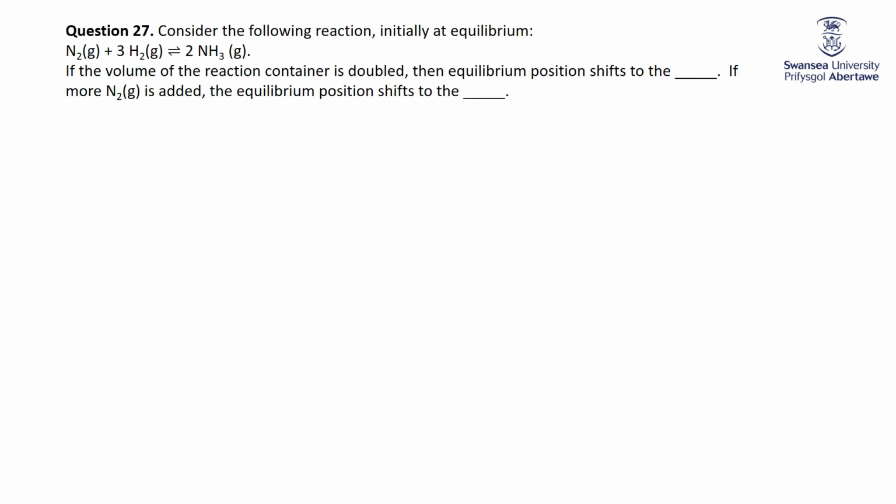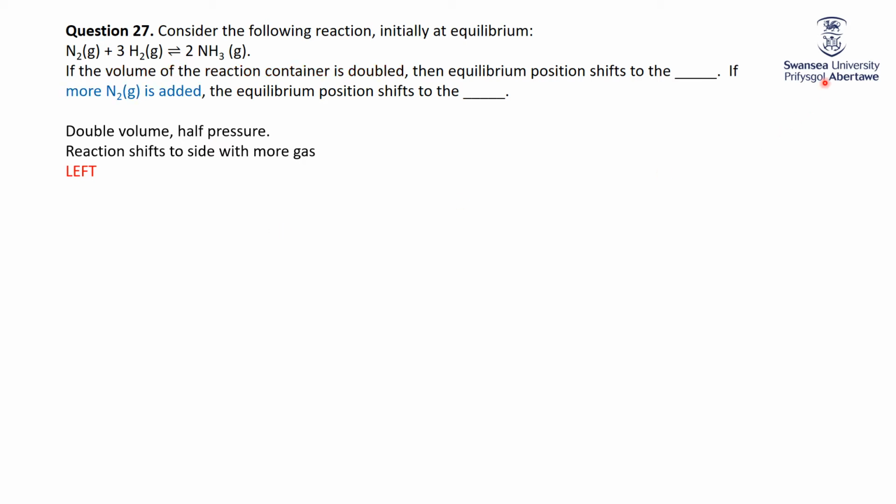So the following reaction at equilibrium, if the volume is doubled, in other words, increase the volume, then that means decrease the pressure. If we decrease the pressure, the reaction goes to the side with more molecules. In this particular case, there's 4 on the left, 2 on the right. So in this case, it will go to the left.